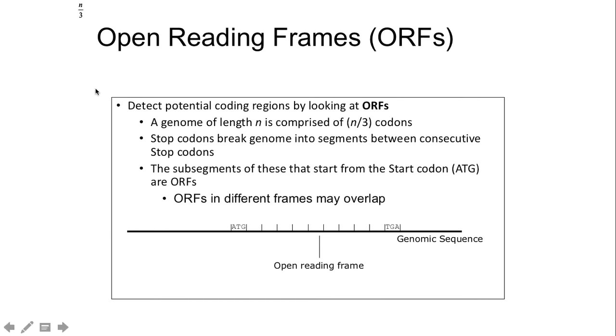Another way of looking at this is we look for potential coding regions, potential places where genes could be, by looking for these open reading frames. So if this is a start codon here, ATG, and this is a stop codon, this entire part of the sequence is an open reading frame. Depending upon what that sequence is, we may decide that that is a gene. And there are different things that we're going to look at to determine if in fact these are genes or not.